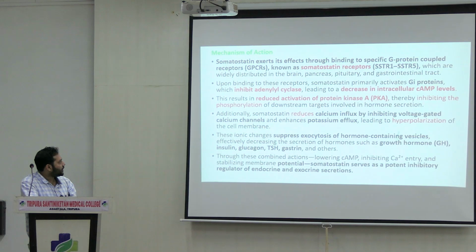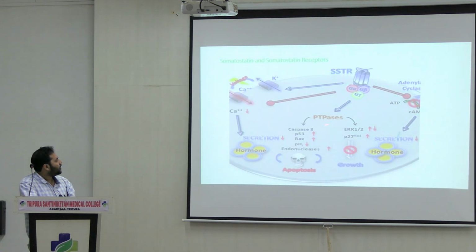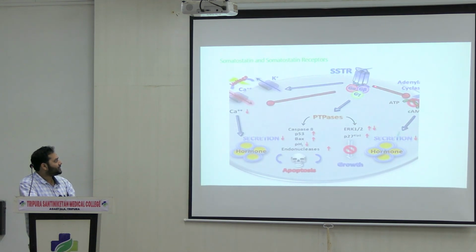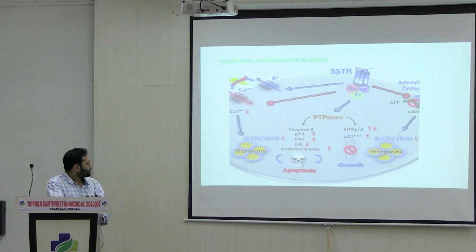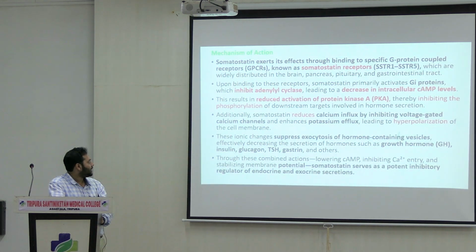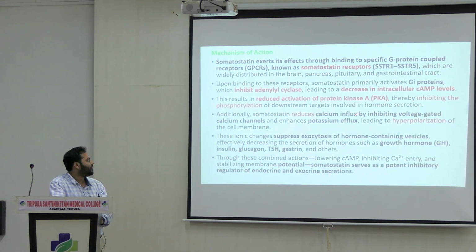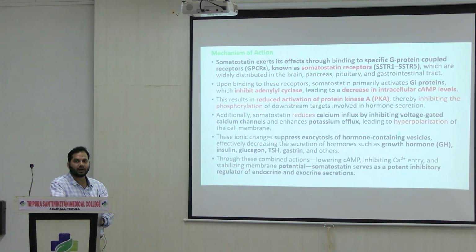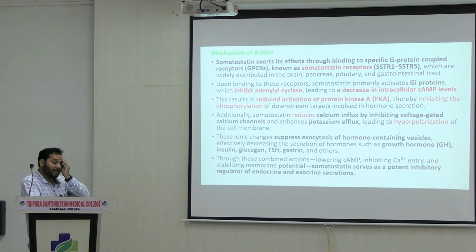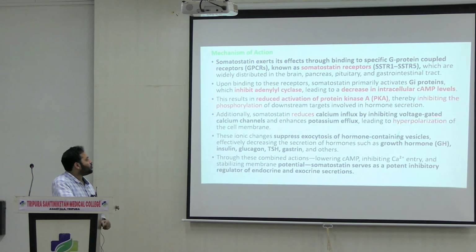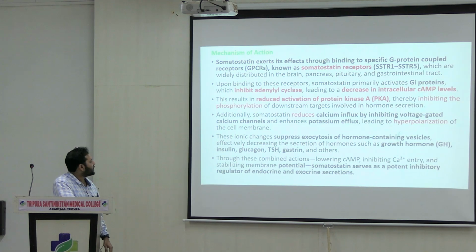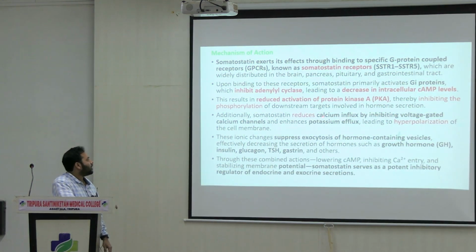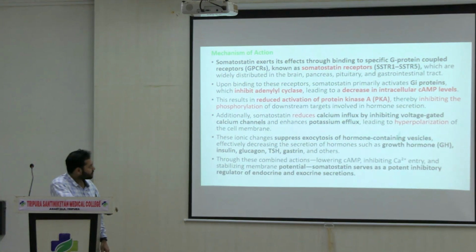Additionally, somatostatin reduces calcium influx. See here, up to this is okay. There is an inhibitory role of this particular hormone. Here, once PKA gets inhibited, it reduces the influx of calcium, right? It means the amount of available calcium is now less. That inhibits the voltage-gated calcium channels, right? By inhibiting the voltage-gated calcium channels, this inhibition of calcium influx ultimately enhances potassium efflux, right?